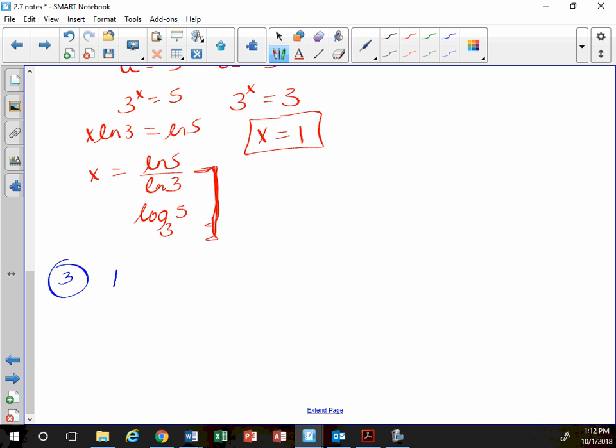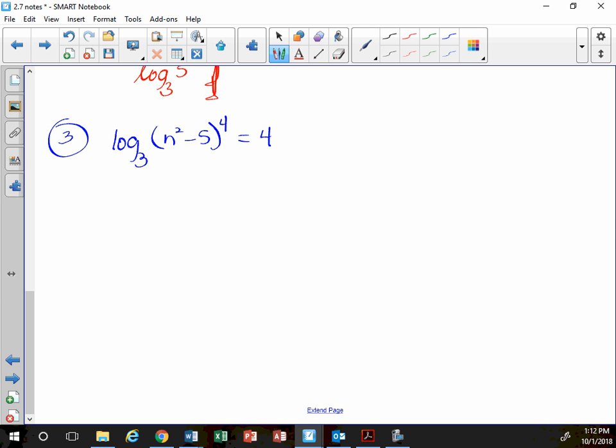So log base 3 of n squared minus 5 to the 4th equals 4. It's like fun, right?